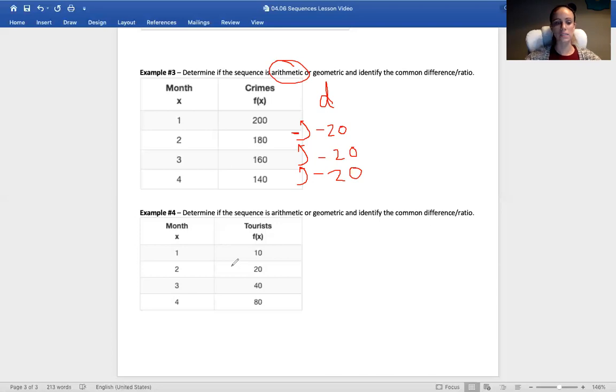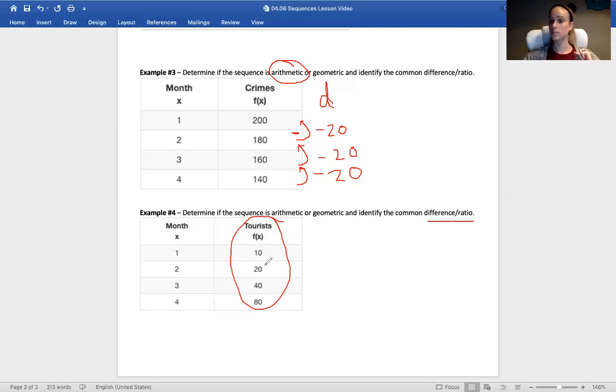All right, last but not least, number 4. We have months versus tourists. Again, our months, our input, our domain, is all of our term numbers, and then our tourists, our output, our range, are the numbers in the sequence. Let's see whether it's a common difference or ratio. Right away, when I look at my range, my output, I see 10 to 20. Ooh, they added 10. Okay, see if that works.